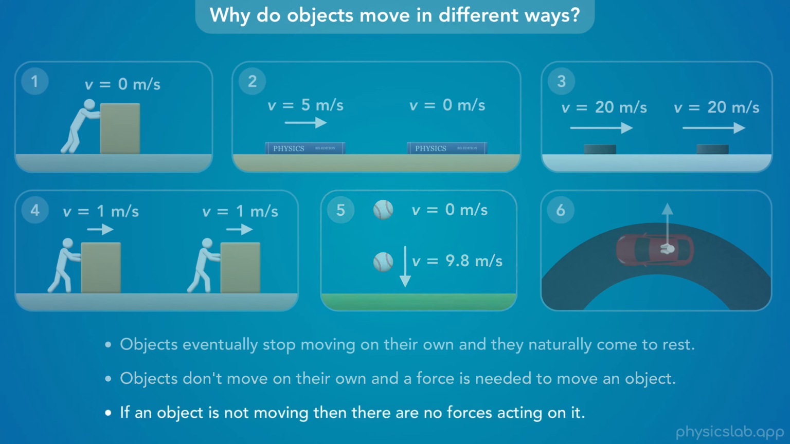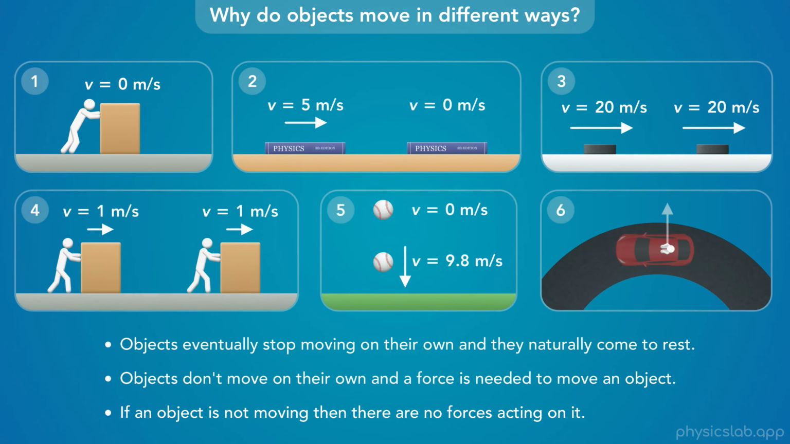And finally, if an object is not moving, then there are no forces acting on it. Does that explain why the first box isn't moving? The person is definitely applying a force to the box, but it still doesn't move. Even though these statements feel like they match what we observe in everyday life, they're actually not true. But if you used any of them to explain these scenarios, you're not alone.